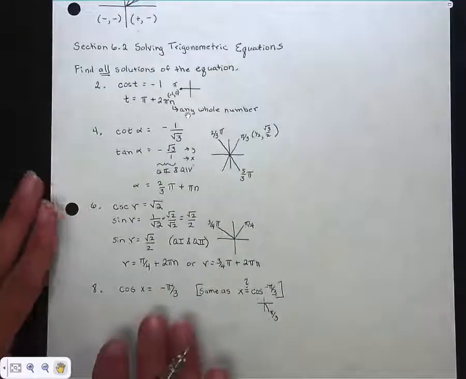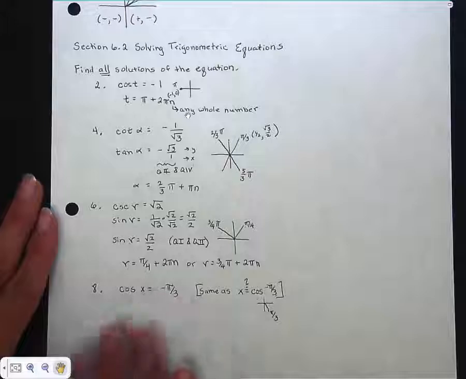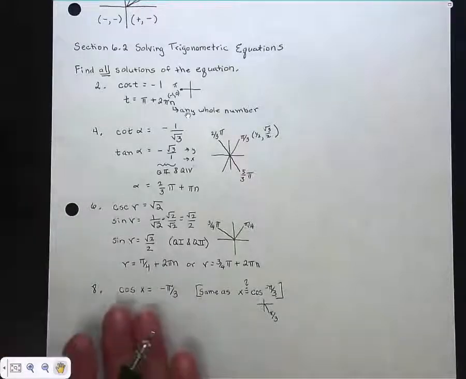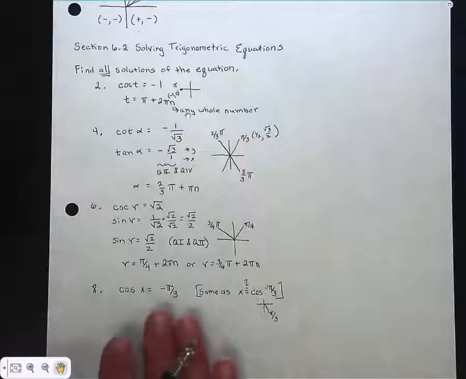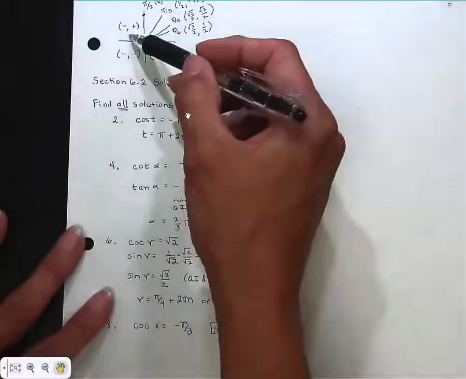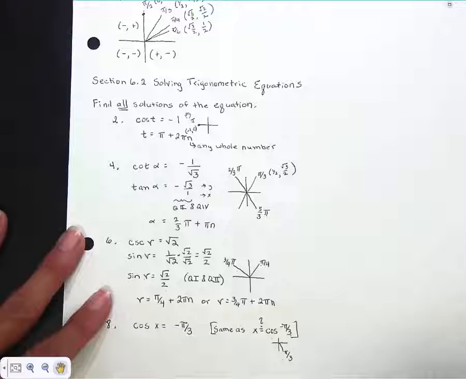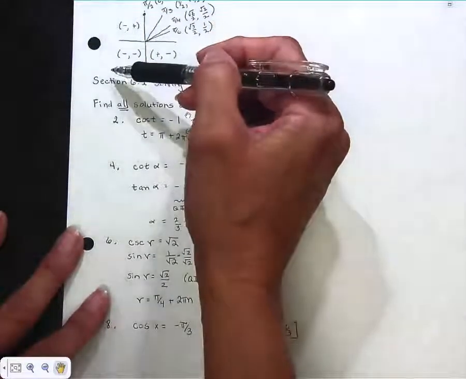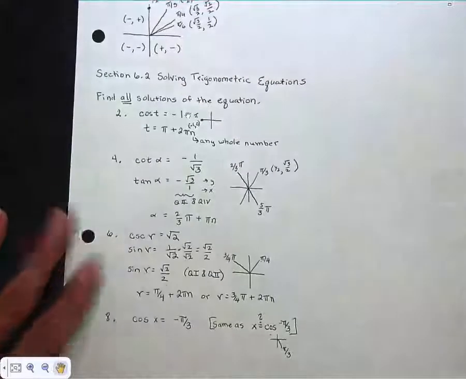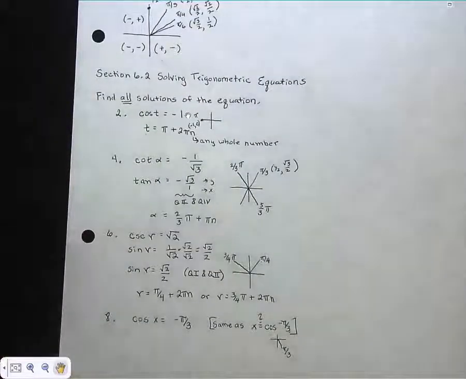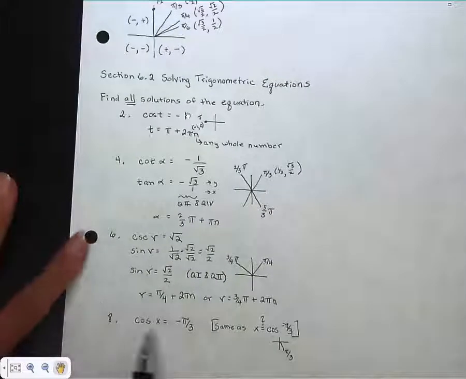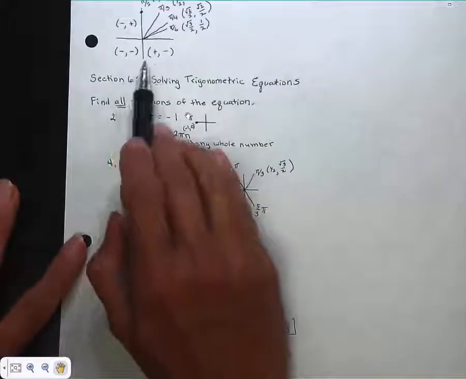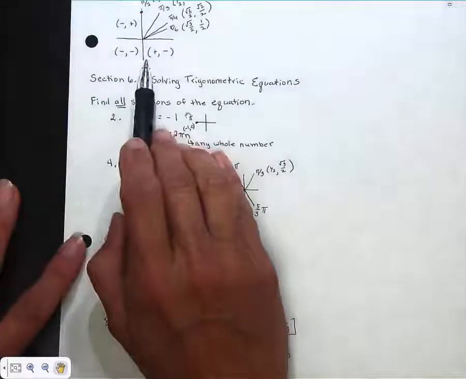That makes me wonder what the solution to this is. I know that cosine is negative in the second and the fourth quadrants, but even in the second and fourth quadrants, none of those x-coordinates are going to be negative pi over 3. What's the smallest thing cosine can be? The very lowest value of cosine occurs right here, where cosine is negative 1.